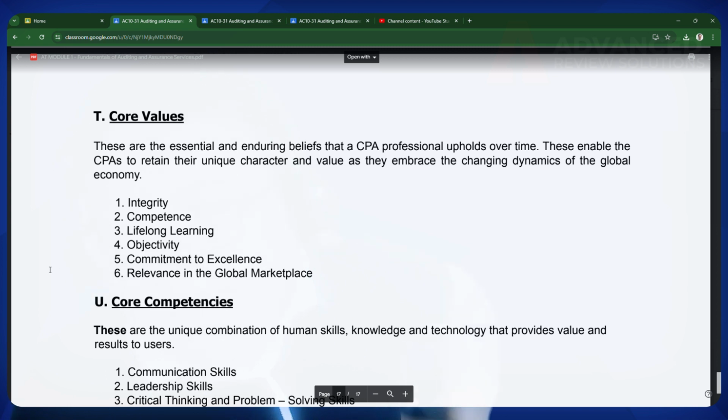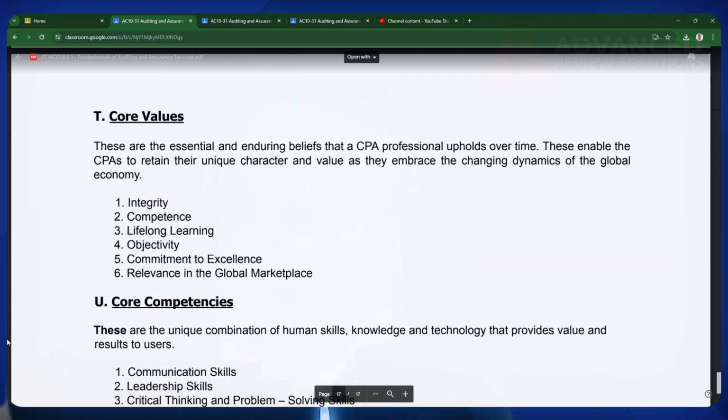If you are an auditor: integrity, you should be honest at all times, free from bias. Competence, but you will also consider limitations. Lifelong learning, you should have continuous learning. Objectivity, free from bias and honest. Excellence, you should always be committed to excellence. And relevance to the global marketplace.